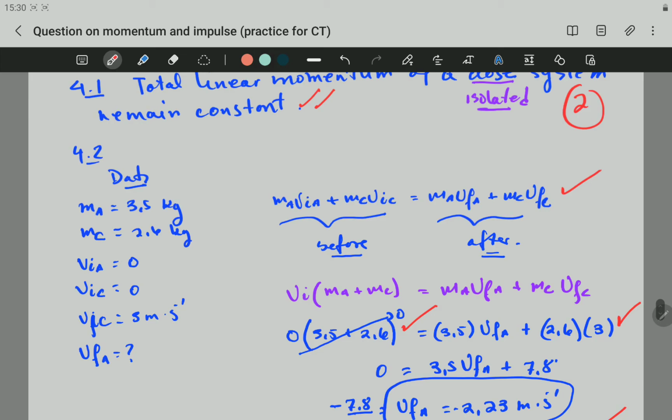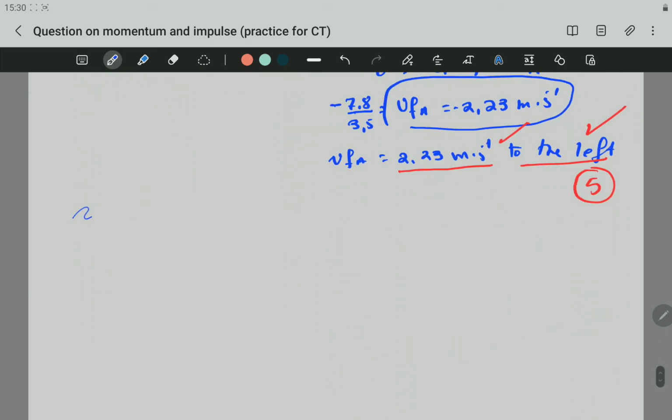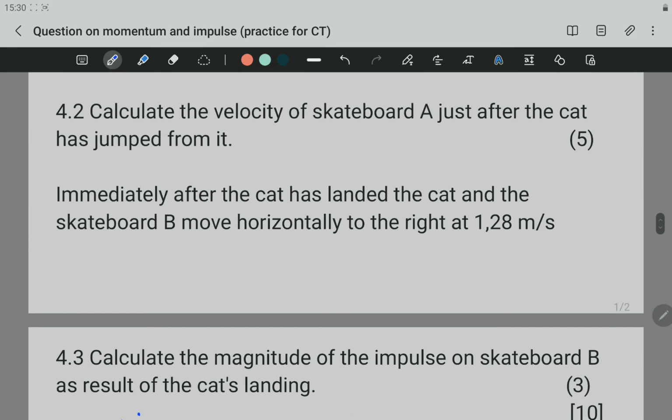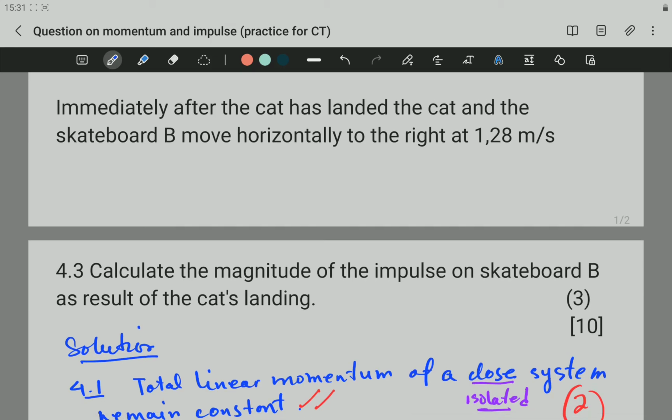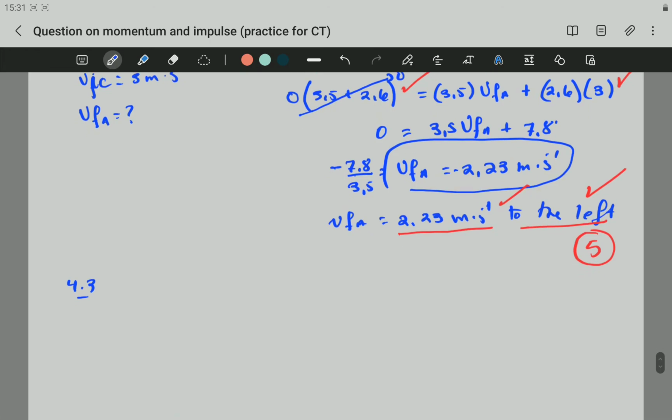I don't think it's difficult. I think it's understandable. Okay, so let's go to question 4.3. All right, so let's read question 4.3. They say immediately after the cat has landed, the cat and the skateboard B move horizontally to the right at 1,25 meters per second. Calculate the magnitude of the impulse on skateboard B as a result of the cat's landing. So we are looking for the impulse.